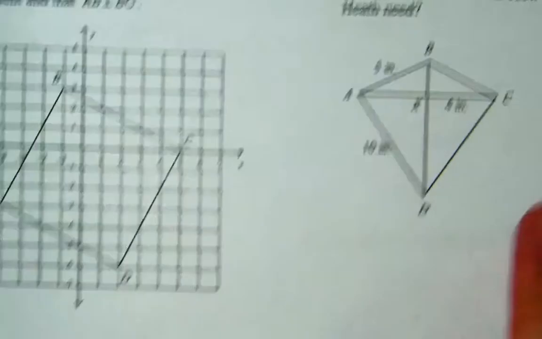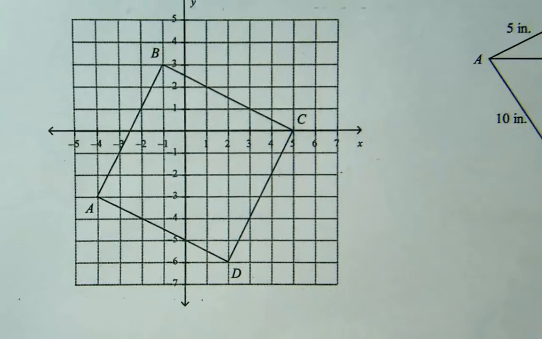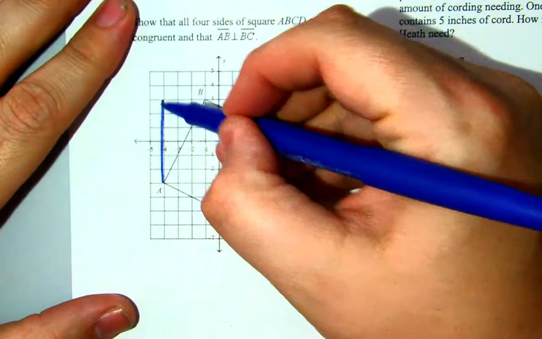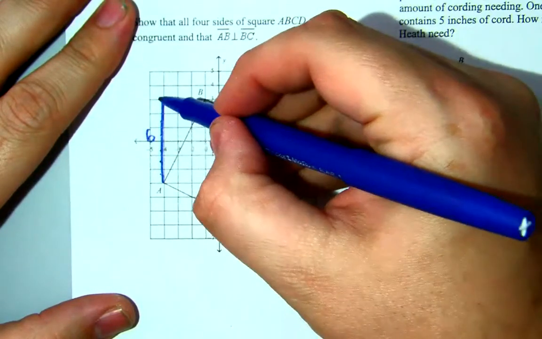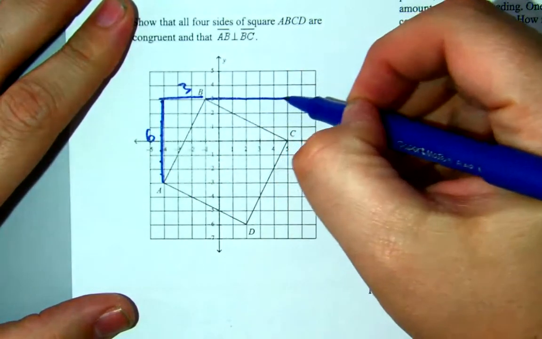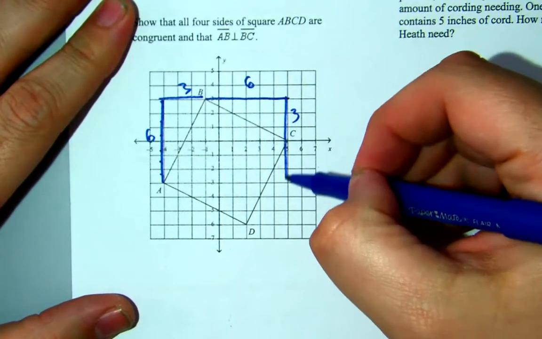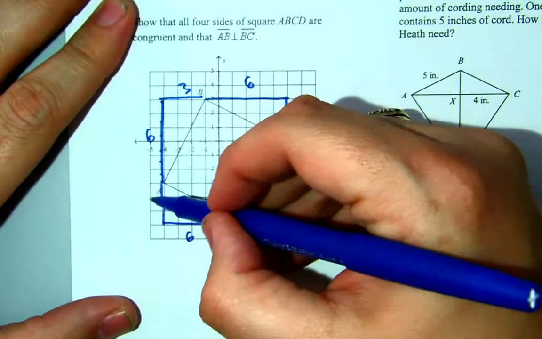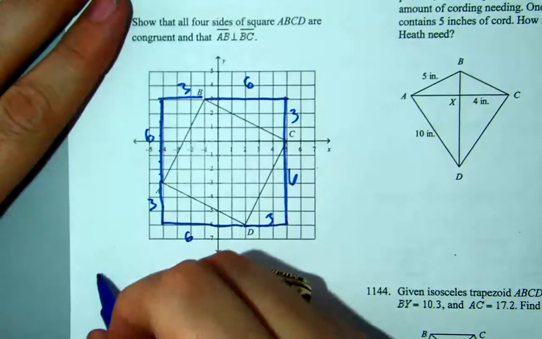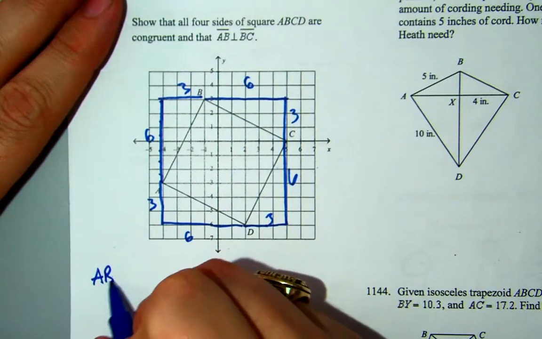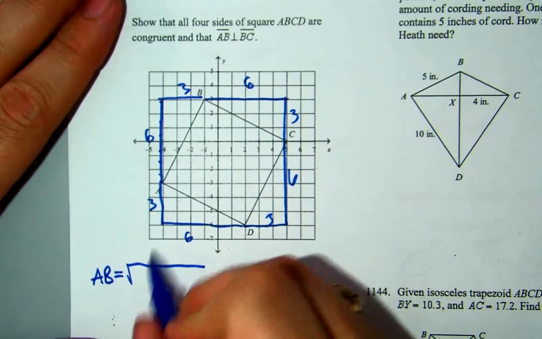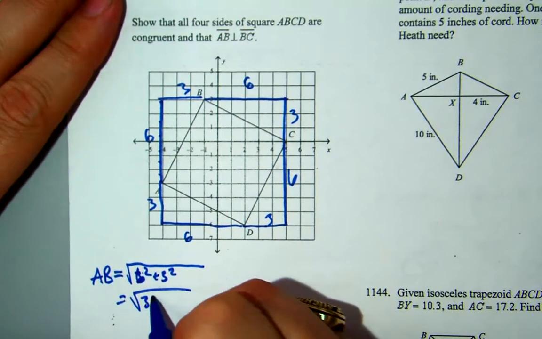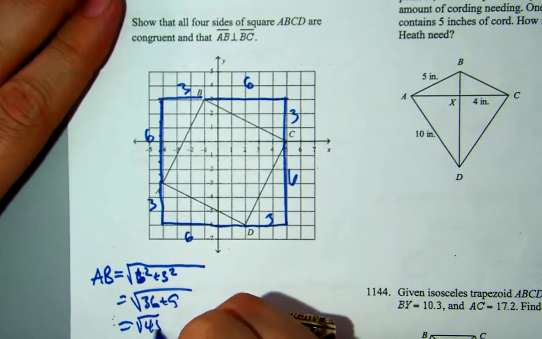Now on to our last page. Another problem with coordinates. We have to show that all the sides are equal. Easiest way to do that, 1, 2, 3, 4, 5, 6. That's a 6. That's a 3. That's a 6. That's a 3. That's a 6. That's a 3. That's a 6. That's a 3. So every side, for example AB, has the same change in y over change in x, which would be 6 squared plus 3 squared, which is 36 plus 9, which is the square root of 45.